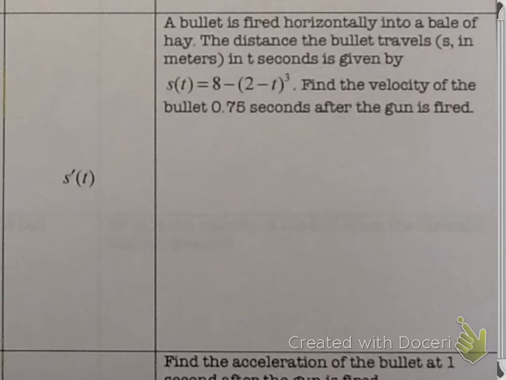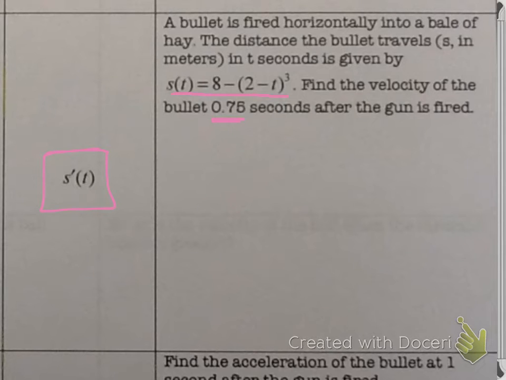All right, let's look at instantaneous velocity. So you can start to see right away, if we're given a function, and usually the position function is defined using s, then we take the derivative of that, and that gives me velocity. So this particular example says a bullet is fired, and its distance is given by 8 minus the quantity 2 minus t to the third. It says find the velocity exactly 0.75 seconds after the gun's fired.